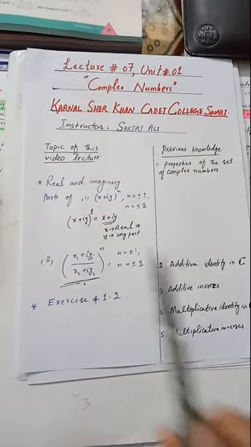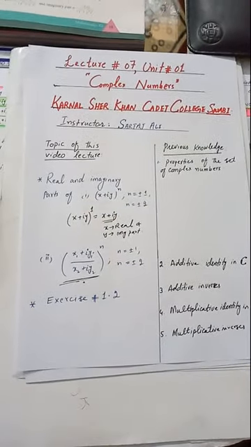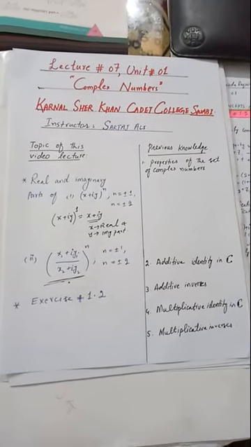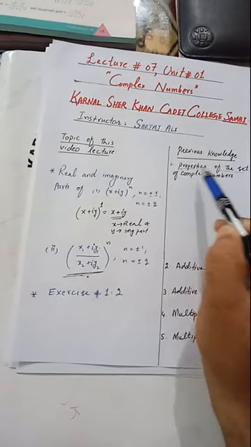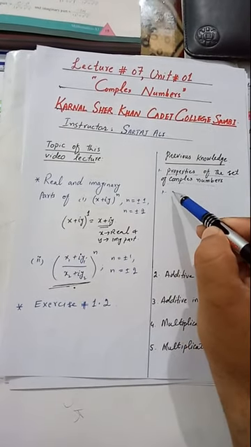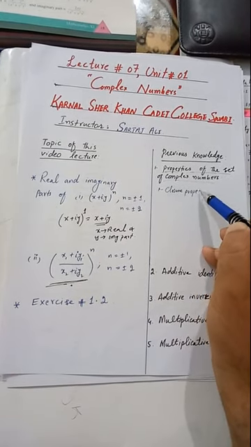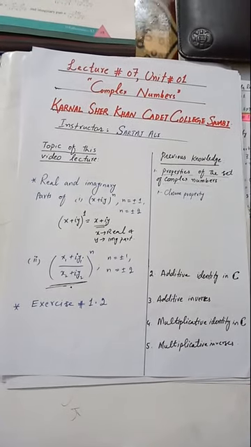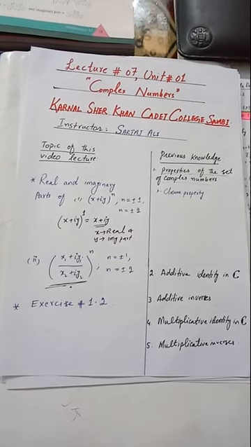Now to begin with the real and imaginary parts of such type of numbers, we need to briefly revise the previous knowledge that we studied in the previous lecture. In the previous lecture we discussed the properties of complex numbers. Now you know that the properties of complex numbers are the closure property with respect to addition and multiplication, and the closure property holds in the set of complex numbers. We discussed this in detail in the previous video lecture.